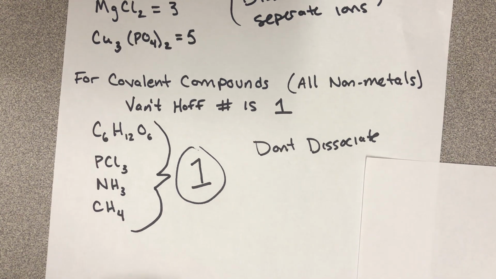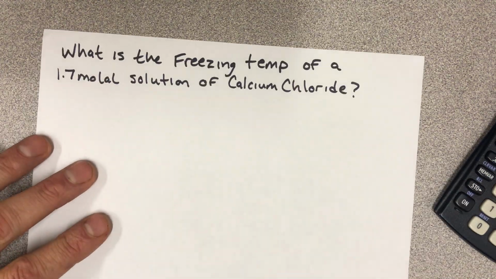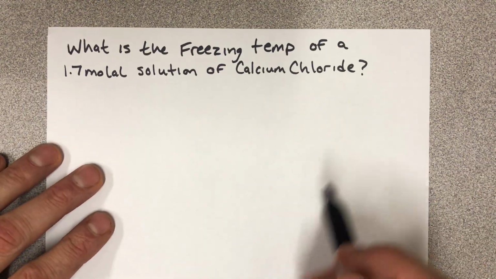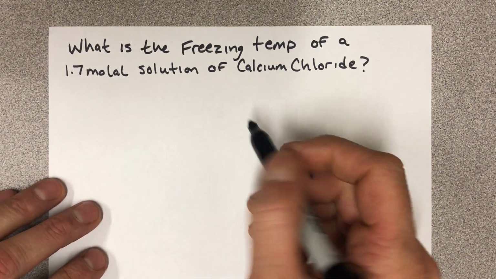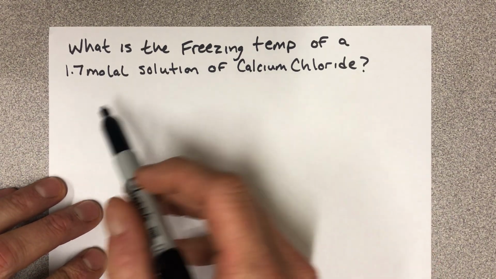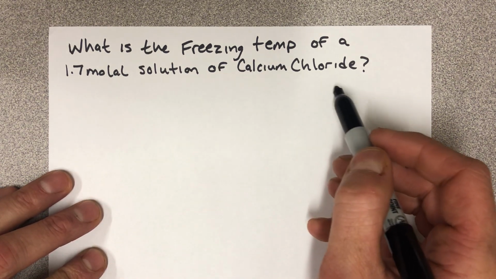All right. So let's look at a few practice problems ranging from pretty easy to a bit harder, and see how we can use this equation to solve these things. So this first one is about as easy of a type of question you'll see. What is the freezing temperature of a 1.7 molal solution of calcium chloride?